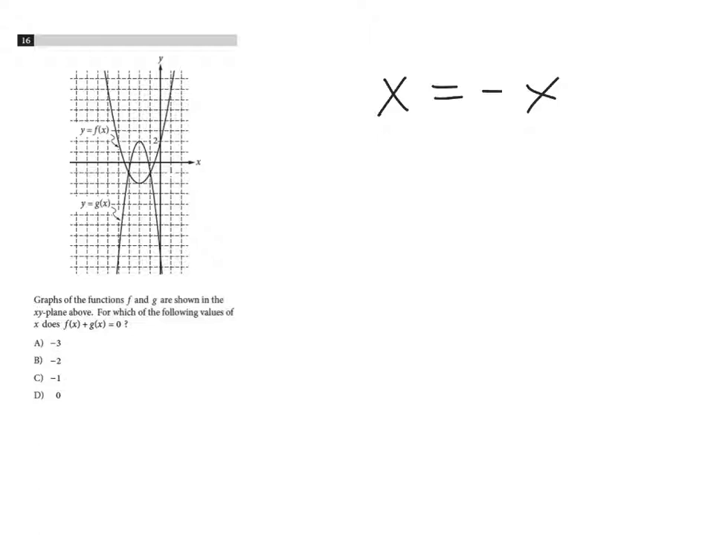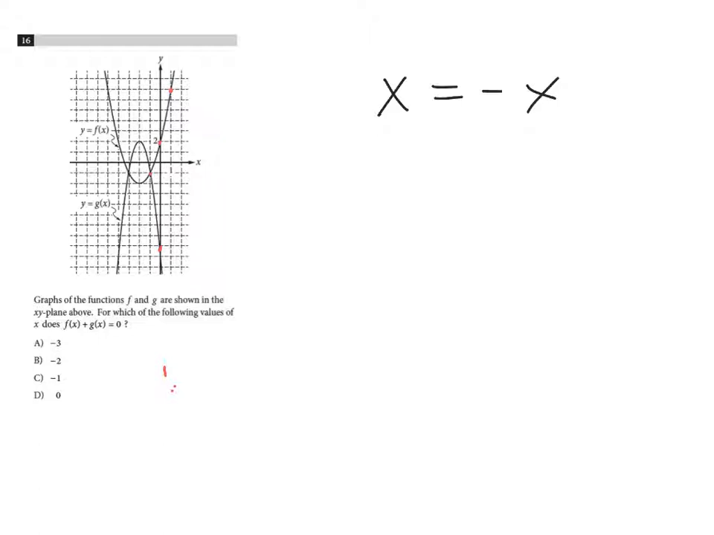Okay, so let's look at the graph and see. If we start on the right side, as we're coming down, this is way up here. That's f of x. g of x is way down here somewhere. That does not look like they will add up to 0. Here you have 2 and negative, that doesn't add to 0. Here you have negative 1 and negative 1. Well, that would add to negative 2.